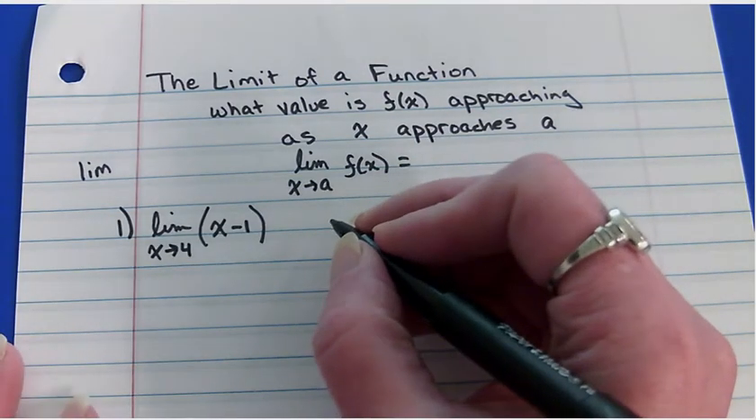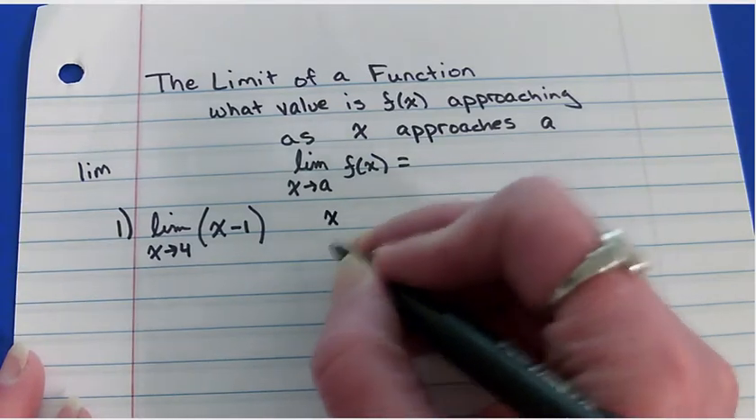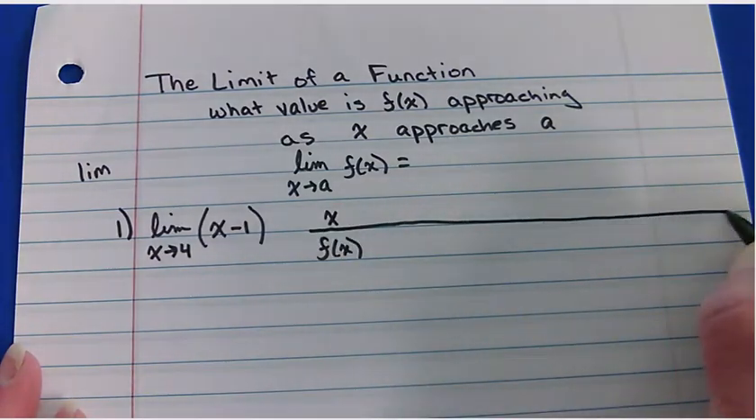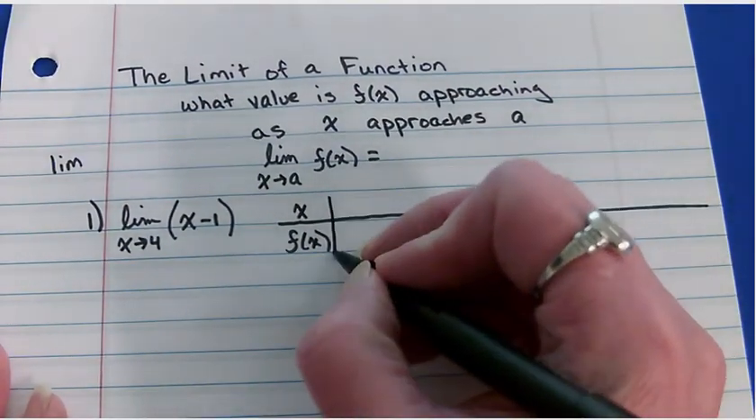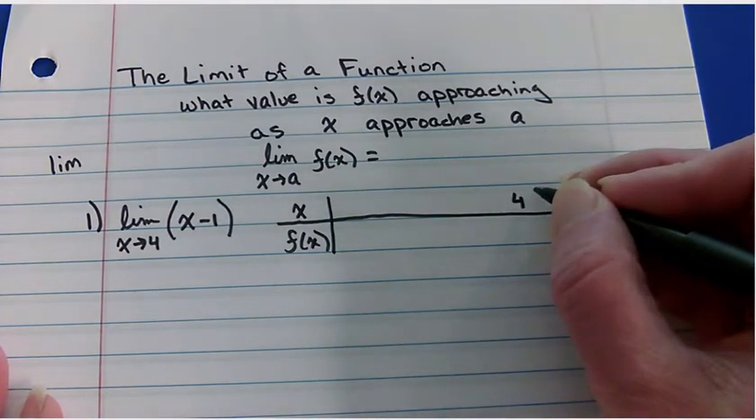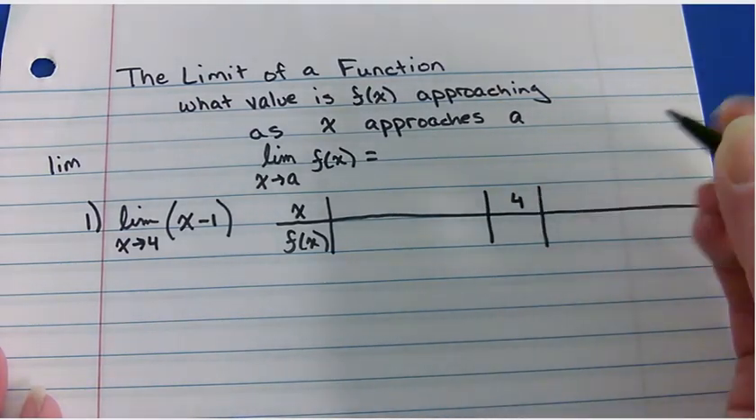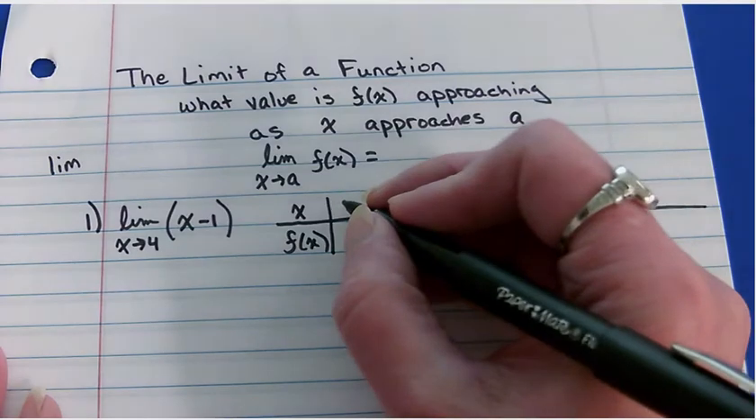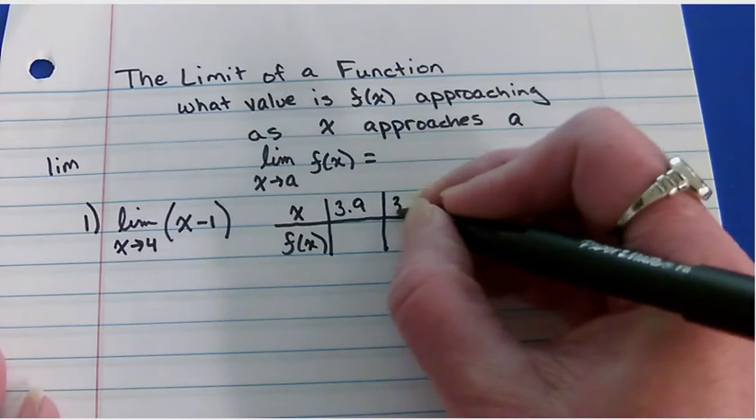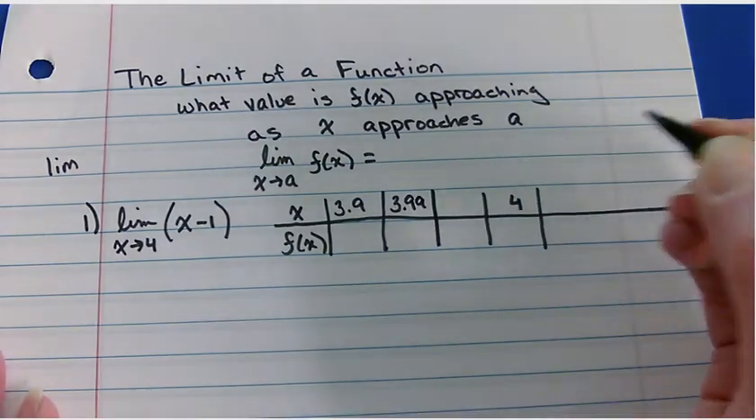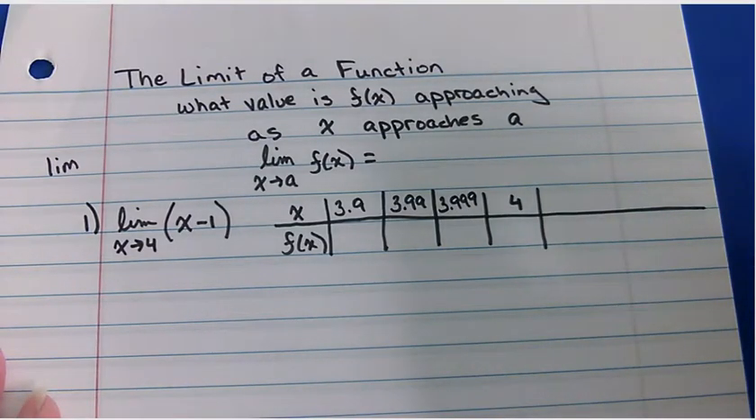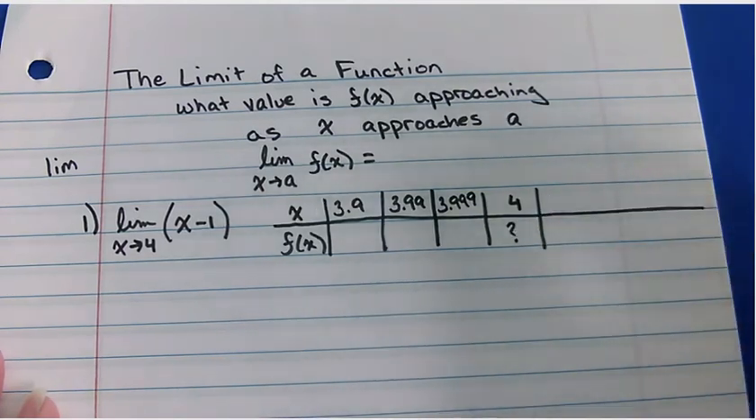So what I'm going to do is make a little table, x and f of x. And we want to get really, really close to 4. So I'm going to put 4 right in the middle. Well, let's see. 3.9 is kind of close. Well, isn't 3.99 even closer? Wouldn't 3.999 be awfully close? I don't care what's happening right here.